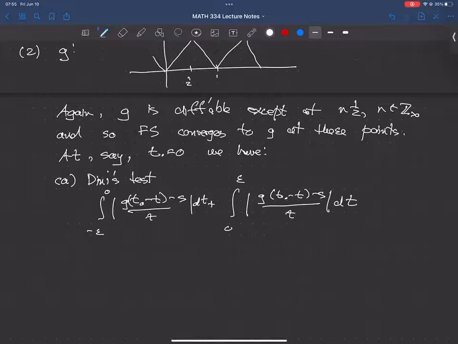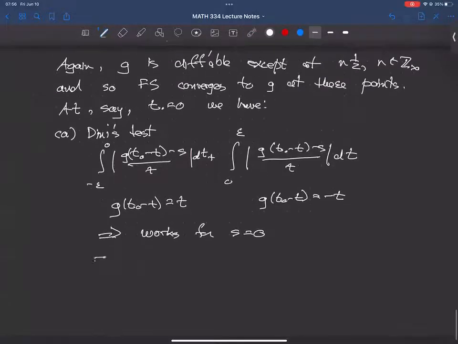Okay, so g of t naught minus t. Again, t naught is 0, and so this is g of minus t, where t is negative, so that's g of t where t is positive, and for positive t, g of t is equal to t. And here, g of t naught minus t is equal to minus t. So here this is equal to t, here this is equal to minus t, and if I take s equals 0, then in both cases, when I take absolute values, this integrand is 1, which is integrable. And so the point is that it works for s equals 0.